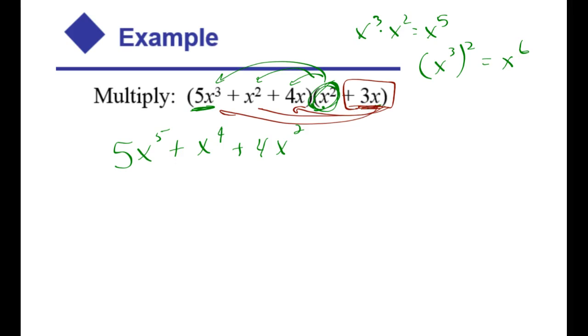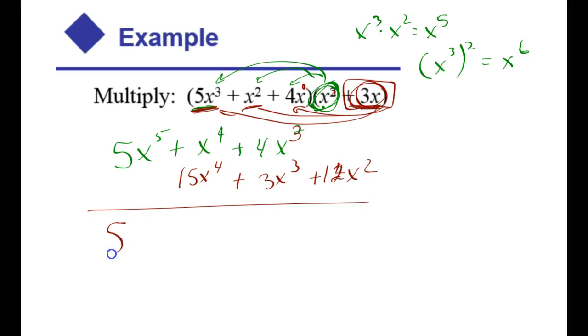So 3x times the 5x cubed gives me 15x to the 4th plus, now this is interesting, 3x times x squared gives me a 3x cubed, which I should have had right here. This should have been a 3, because this was a squared to the first. So back to this one, this is a 3x cubed plus 12, oops, apologize, x squared.